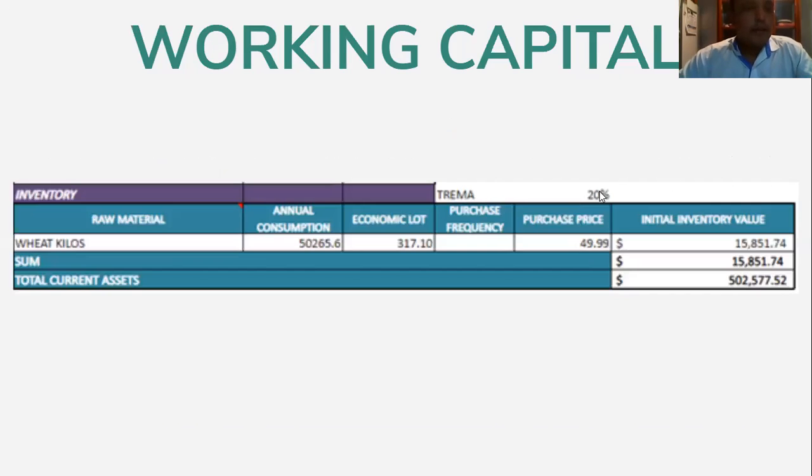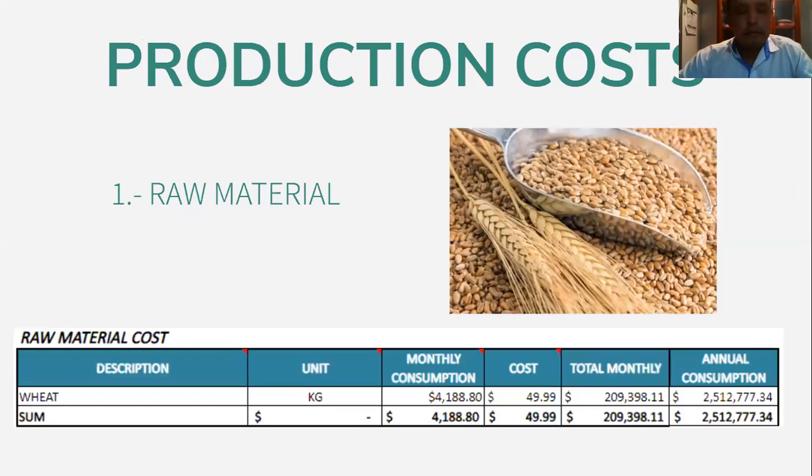We also have the raw material, which is the wheat, and which is 15,351.74 pesos. And the total current assets give us a total amount of 577.52 thousand pesos.